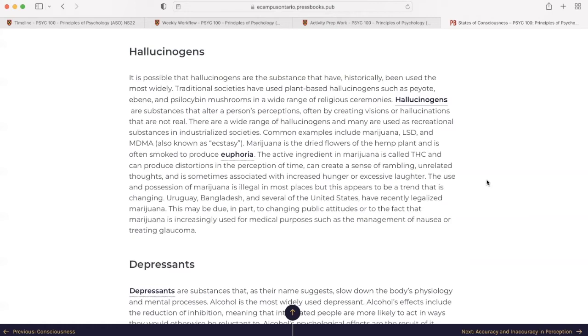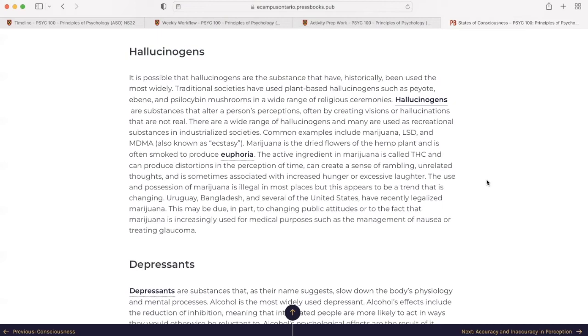Marijuana is the dried flowers of the hemp plant and is often smoked to produce euphoria. The active ingredient in marijuana is called THC and can produce distortions in the perception of time, can create a sense of rambling, unrelated thoughts, and is sometimes associated with increased hunger or excessive laughter.